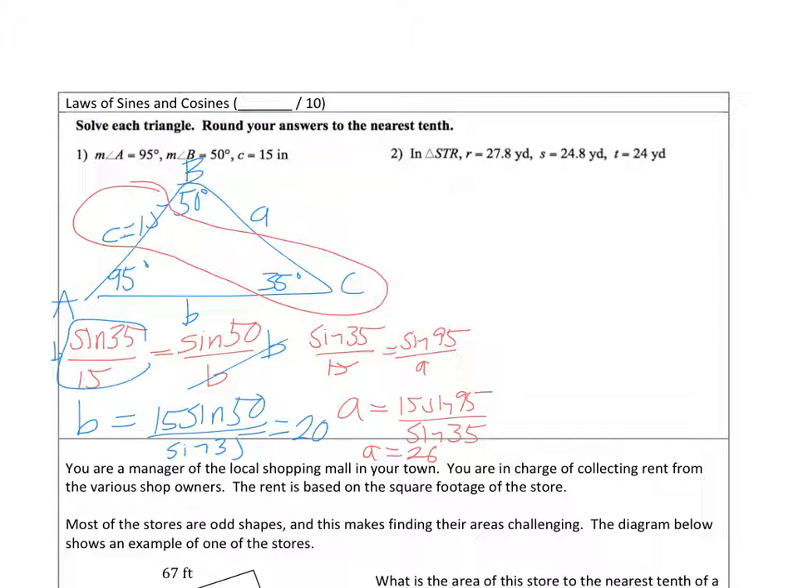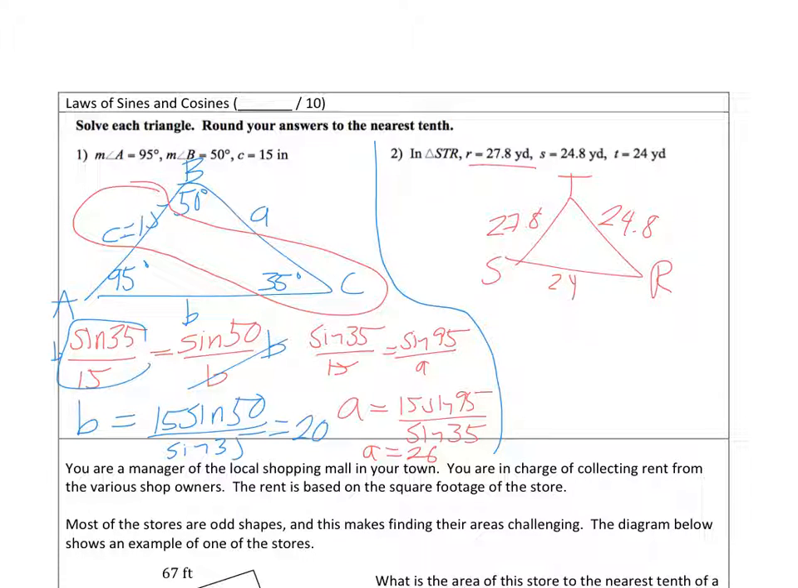Number 2, we've got triangle STR. And here, we've got R is 27.8. S is 24.8. And T is 24. Okay, and looking at this, I have all three sides. I don't have any angles, so I can't use law of sines. I've got to use law of cosines for this. Kind of arbitrarily, I'm going to choose S to go for first.